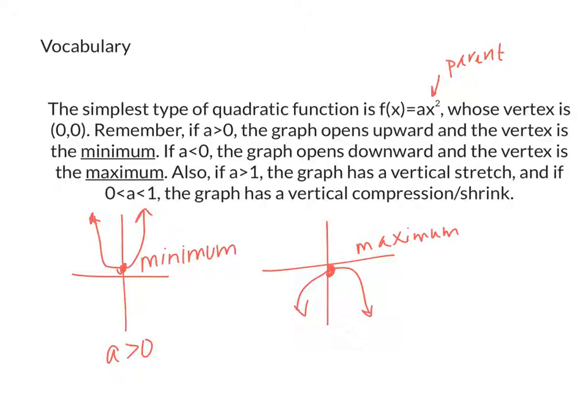And then it lets us know if a is greater than 1, then the graph will stretch. So if this is a regular parabola, a stretch is like stretching up towards the sky. It stretches your function. And if a is between 0 and 1, usually for us it'll be a fraction or some sort, then it'll be a vertical compression. That means it's kind of wide.